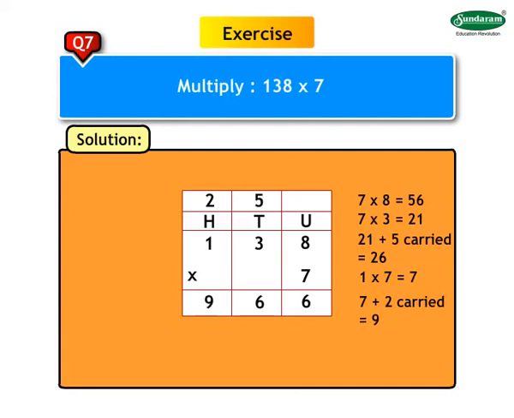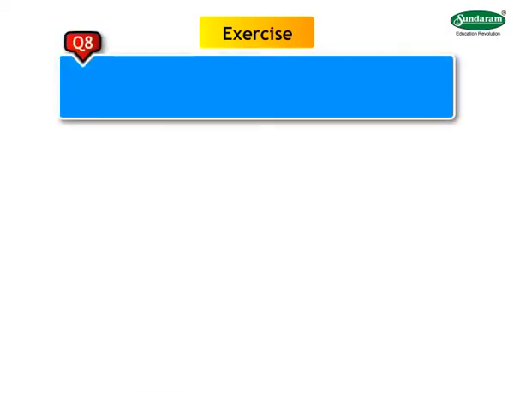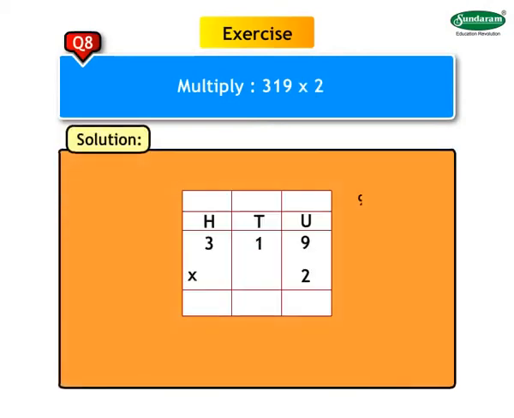Thus, the product is 966. Hence, 138 multiplied by 7 is 966. Question 8. 319 multiplied by 2. 2 nines are 18. Write 8 in the units place and carry 1 to the tens place.